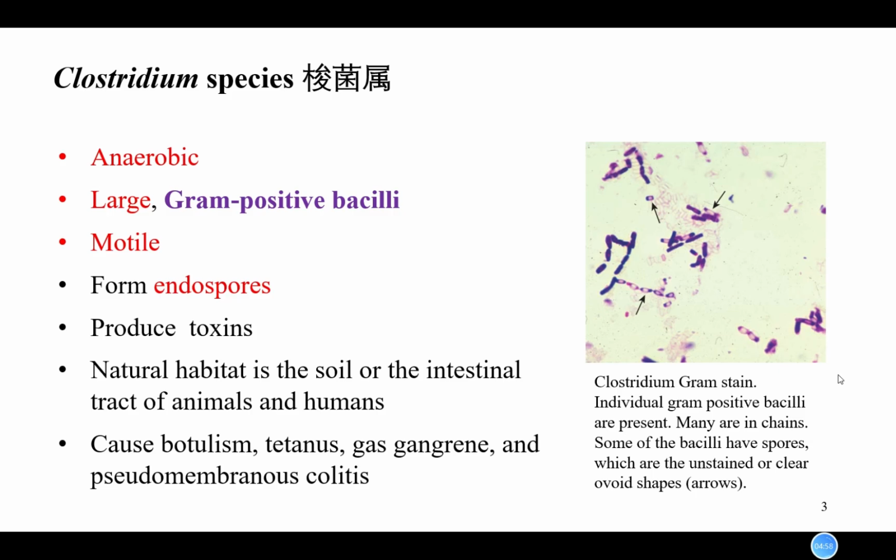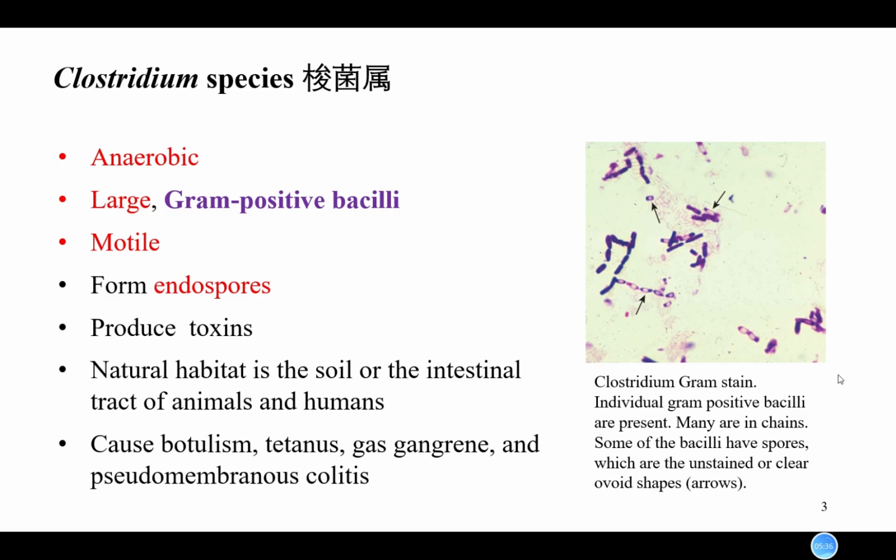Okay, here are some common features of the Clostridium genus. All of them are anaerobic, so they don't require the presence of oxygen. Anaerobic means that they also have the respiration chain, the electron transport chain, but the final electron acceptor is not the oxygen molecule, but other molecules.